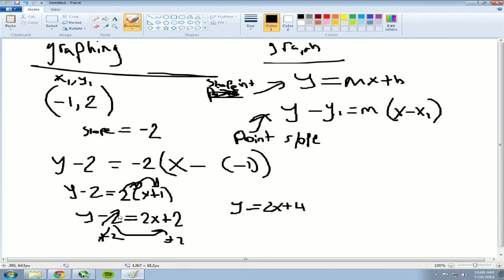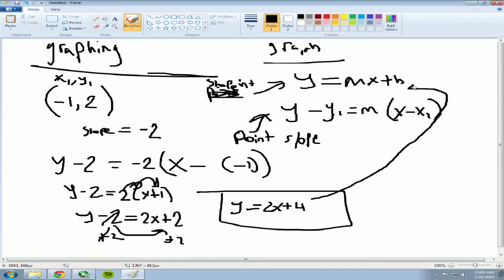Now notice how when you distribute and move everything to the other side and you get y by itself, you end up with this form, y equals mx plus b. So that's how you go from just a point and a slope, which is why it's called point slope form, to get slope intercept form, which is this.